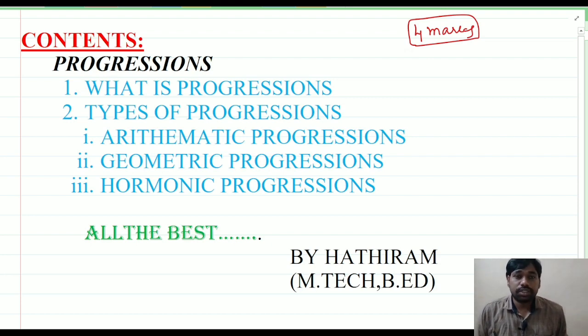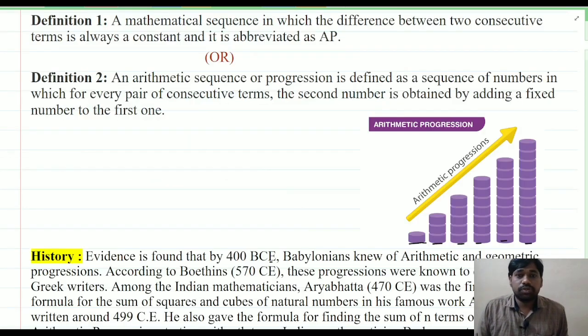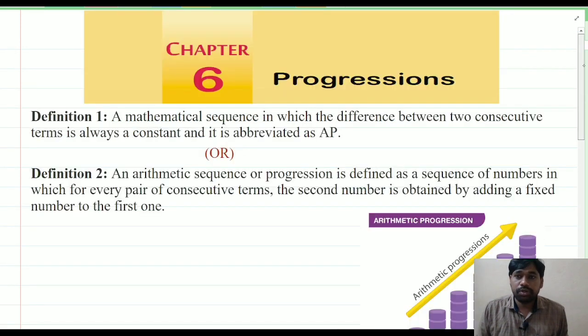In this class we are going to discuss what is meant by progression, as well as the types of progression. So, what is meant by progression? Progression is a mathematical sequence in which the difference between two consecutive terms is always constant, and it is abbreviated as AP.